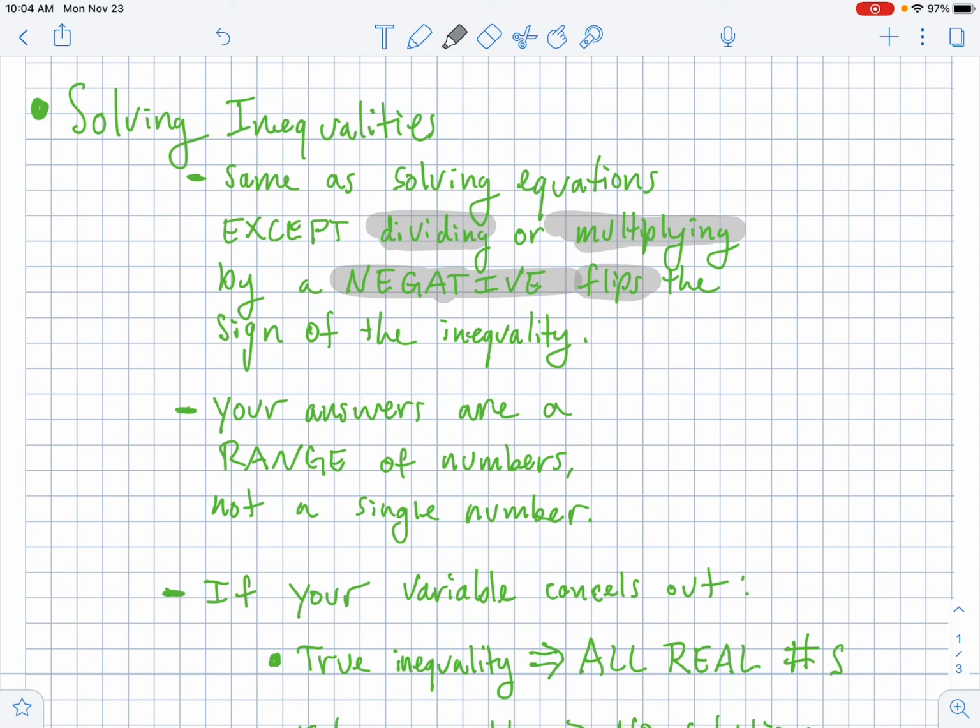So, if it was negative x is less than 5, you would divide by a negative or multiply by a negative and get x is greater than 5. Like I've been saying before, remember that your answers are not a single answer, but they are like an infinite amount of answers. It's like all the numbers that are greater than or less than or greater than or equal to certain values.